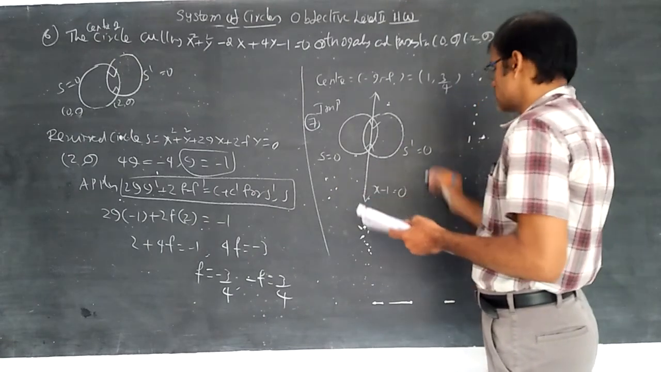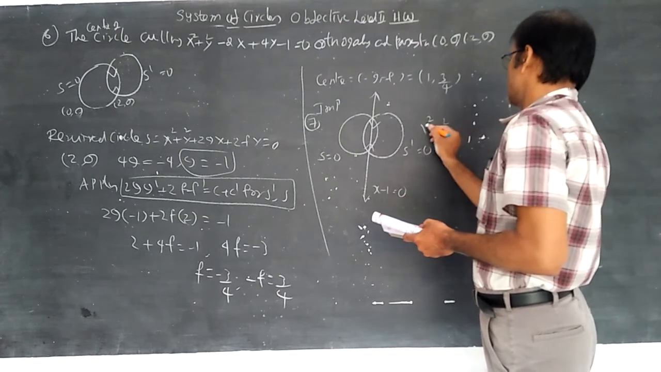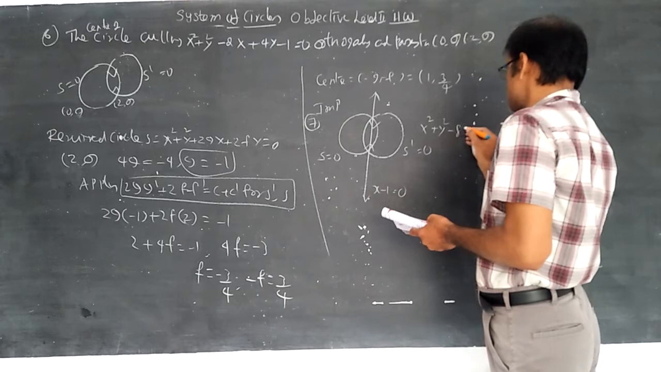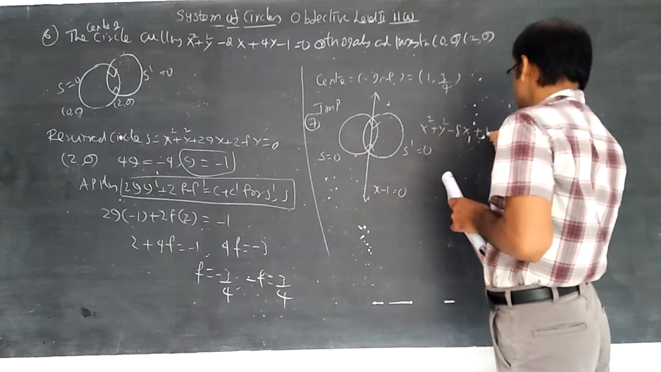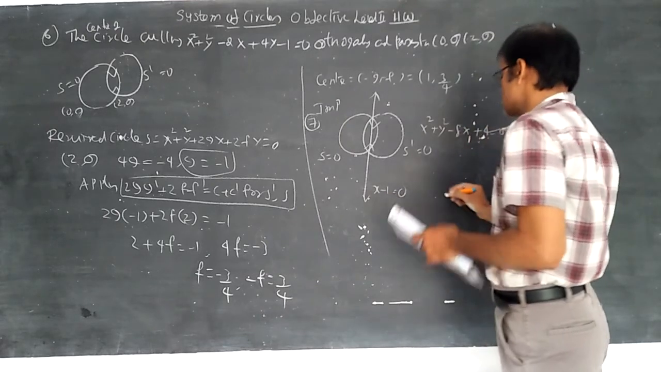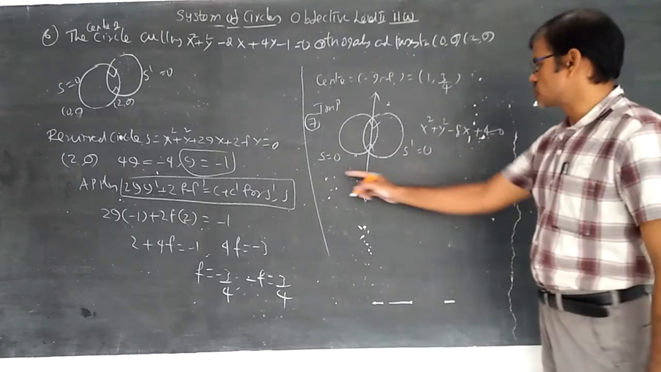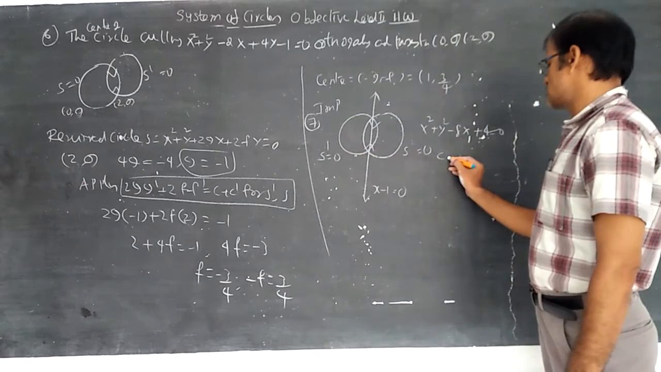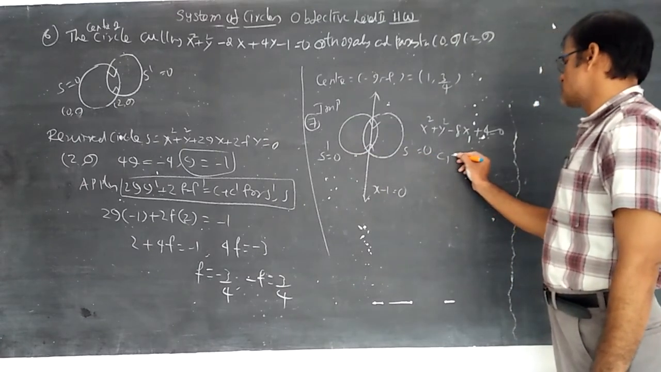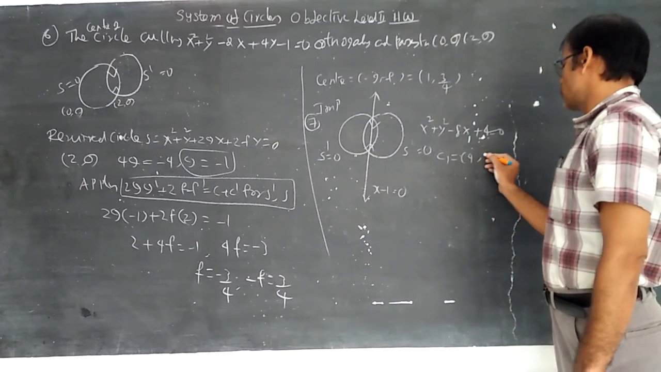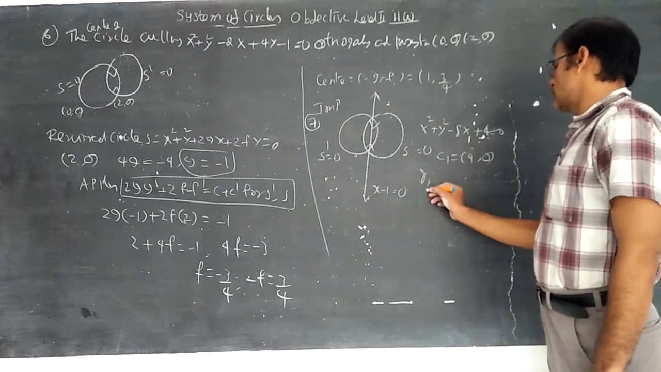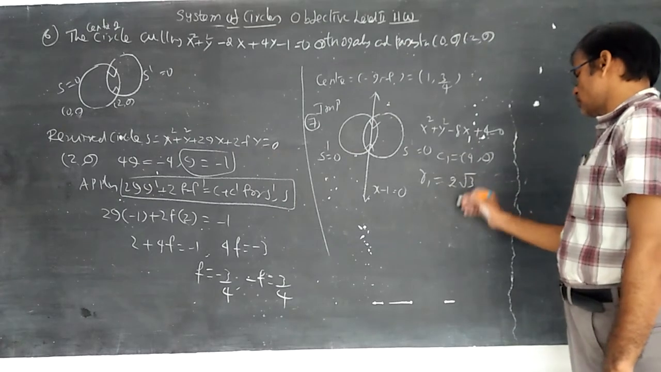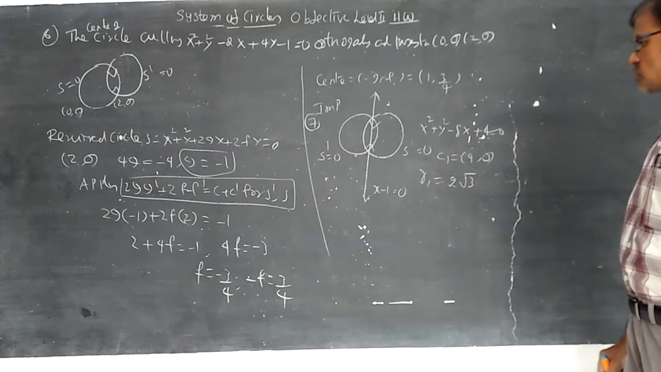The equation of one circle is given: x square plus y square minus 8x plus 4 equal to 0 is the first circle. This we should calculate. Okay, let us calculate. This is S' equal to 0, and this is S equal to 0. You can put C1 as 4 comma 0. R1 is root of 16 minus 4, that is root 12. Root of 12 is 2 root 3.